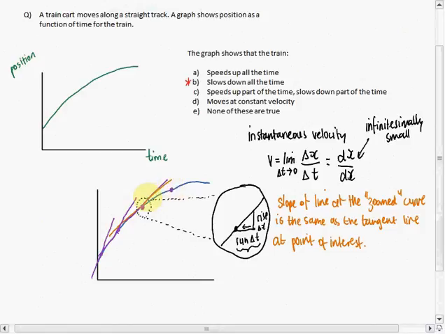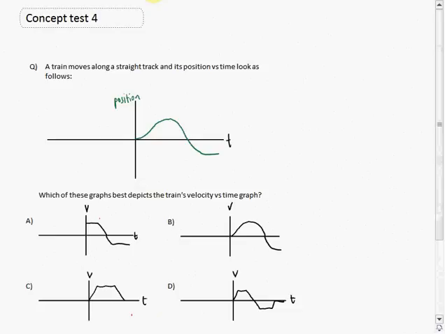And then the slope at this point in time, where it's just barely touching, it's even less steep, and here even less steep. So the steepness of the curve tells me how big that velocity value is. It's getting less and less and less steep, which means the velocity tends to be decreasing. In other words, it tends to be slowing down all the time. Okay, let's take that a step further.